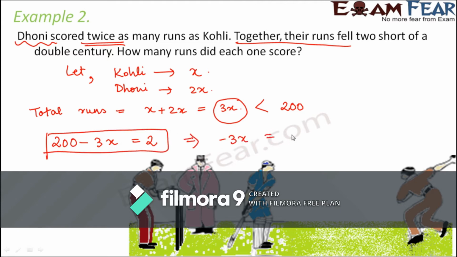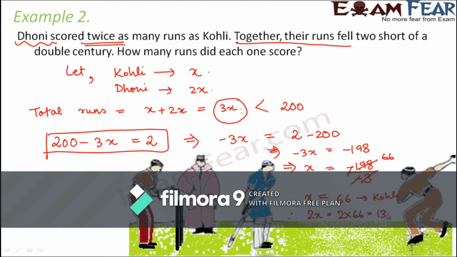It becomes minus 3x is equal to 2 minus 200. Or we can say minus 3x is equal to minus 198. Or x is equal to minus 198 divided by minus 3. So minus minus would be plus. So 3 6s are 18, 3 6s are 18. So the value of x will be 66. So this is the score of Kohli. So Kohli scored 66 runs. And how many runs did Dhoni score? He scored 2 into 66. That is 132 runs. So Dhoni's score is 132 and Kohli's score is 66.